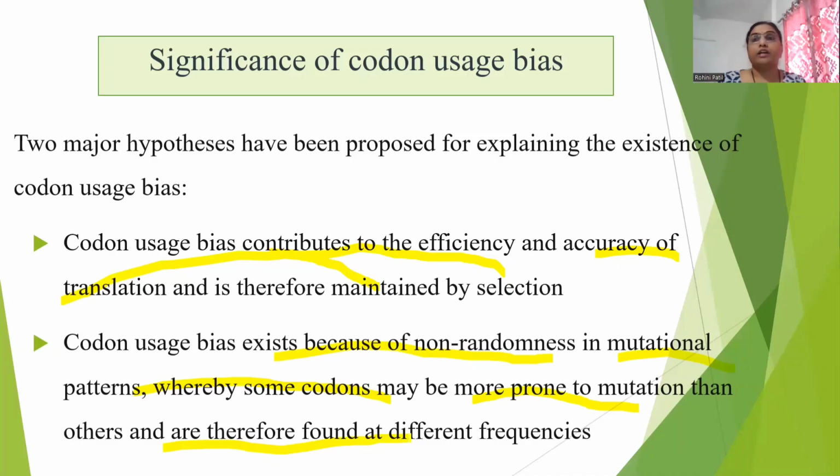And just now, as I have said, the frequently used codons are used when there has to be a high level of gene expression, that is, when there has to be high efficiency of translation. At that time there will be use of the frequently used codons, and also for accuracy there is use of the frequently used codons.